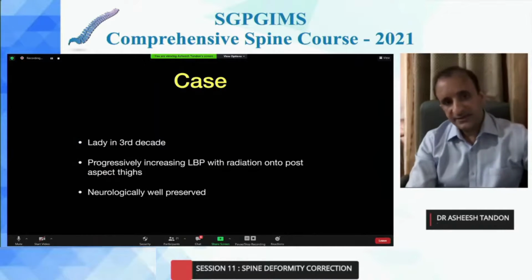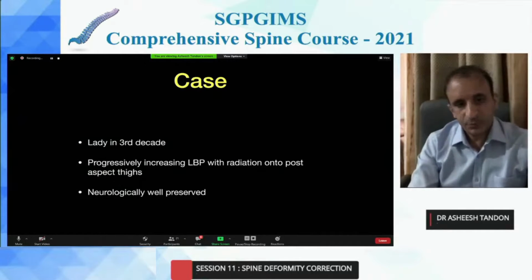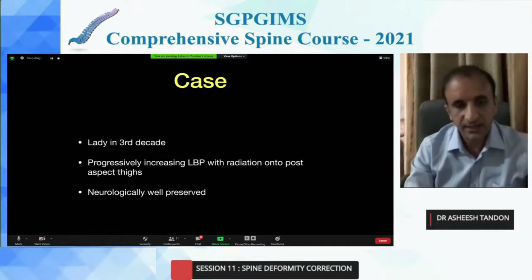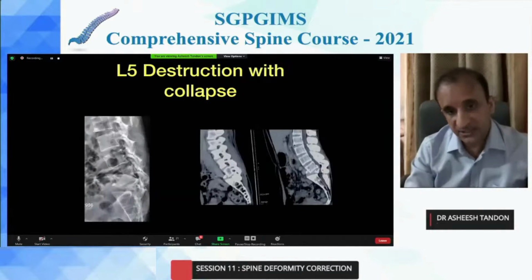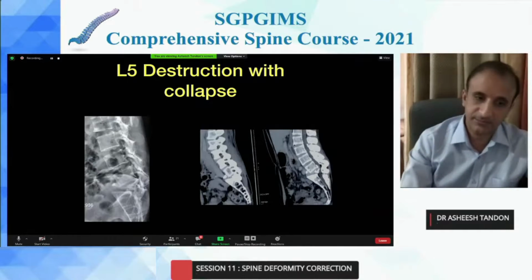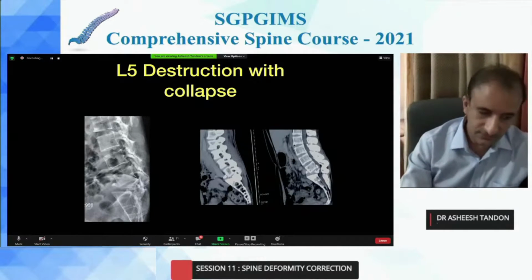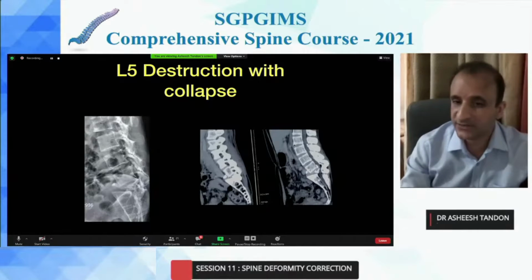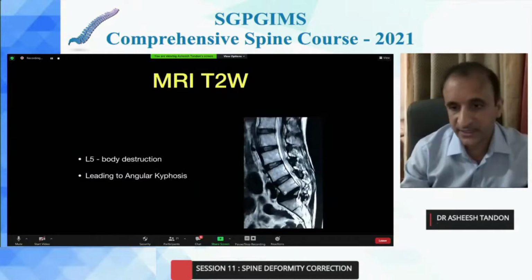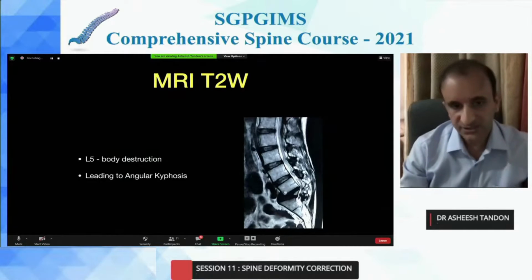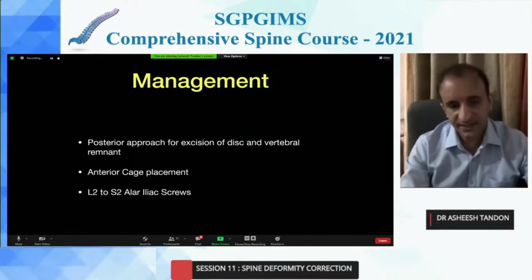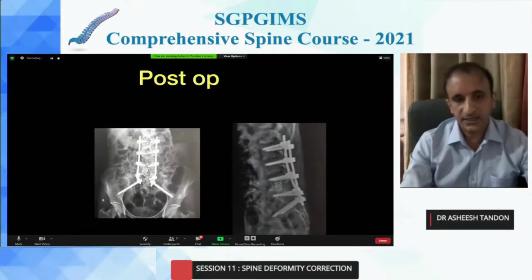This was an interesting case of a lady in her third decade with progressive low back pain with radiation into the posterior aspects of the thigh. Neurologically, she was well preserved. She underwent a hysterectomy for this condition, and when her pain was not resolved, she was investigated and then found to have this deformity. There was L5 body destruction and angular kyphosis. Again, a posterior approach with an anterior cage placement and L2 to S2 and iliac screws.